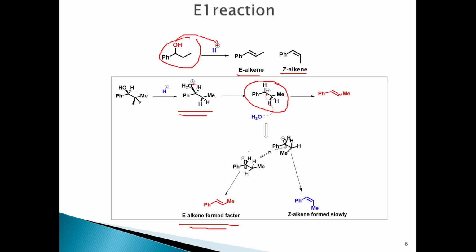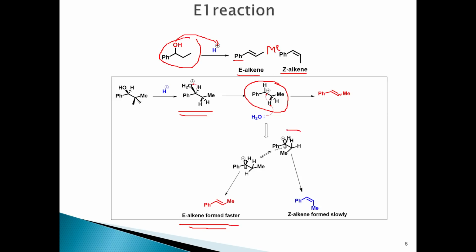Why? Because if you see the intermediate, see what is E and Z. E is basically where the two higher priority groups, that is, over here there is phenyl and over here there is methyl, are in different planes or on the opposite sides. So then it is an E alkene. If they are on the same sides, then it is a Z alkene.